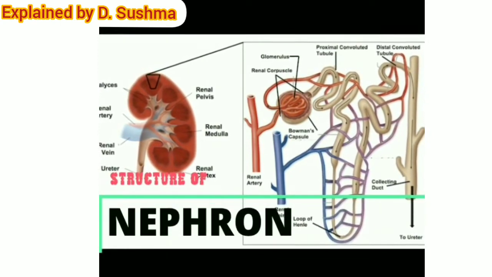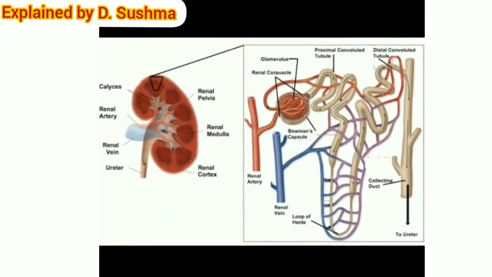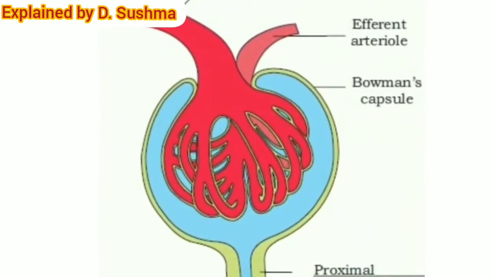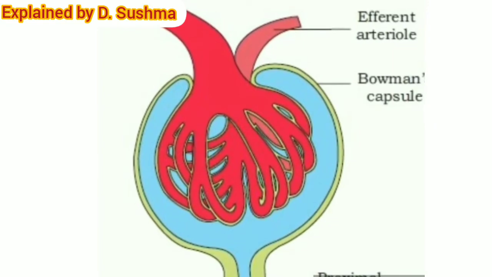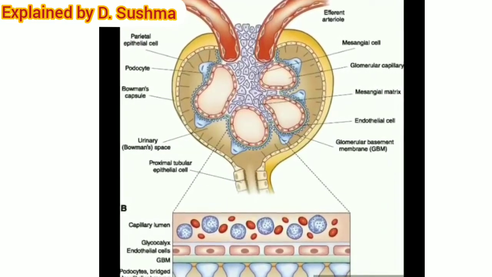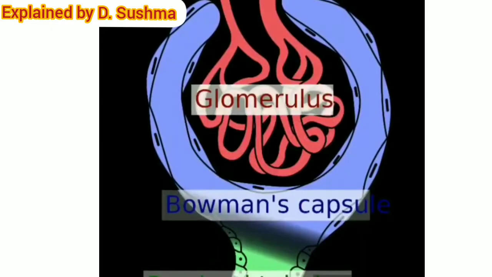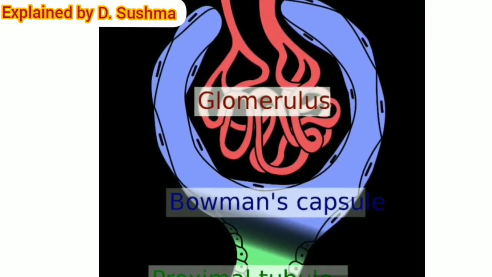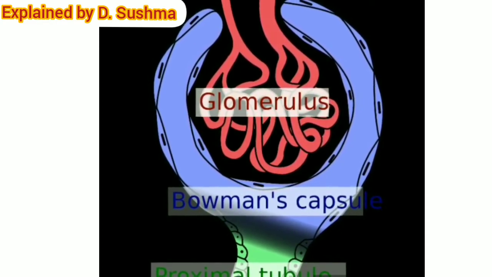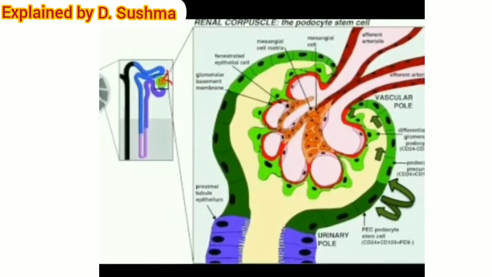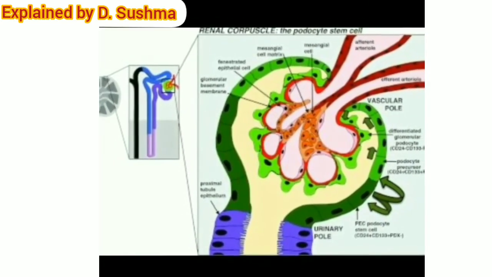Structure of nephron. The nephron is the microscopic structural and functional unit of the kidney. It is composed of a Malpighian body and renal tubule. Malpighian body. It consists of a blind cup shaped upper end of the nephron called Bowman's capsule and a bunch of fine blood capillaries called glomerulus. The Bowman's capsule and glomerulus together are called Malpighian capsule or renal capsule.